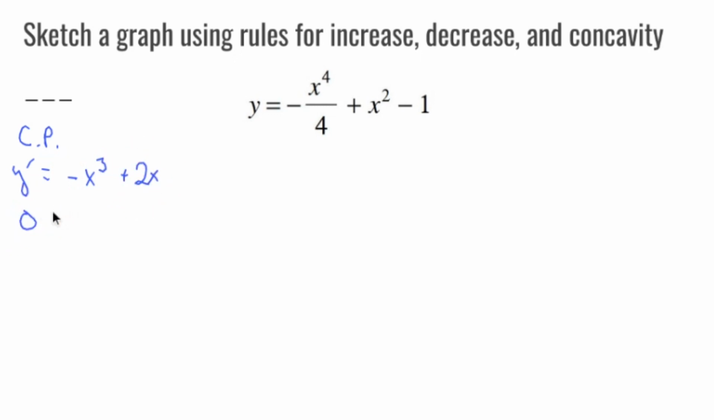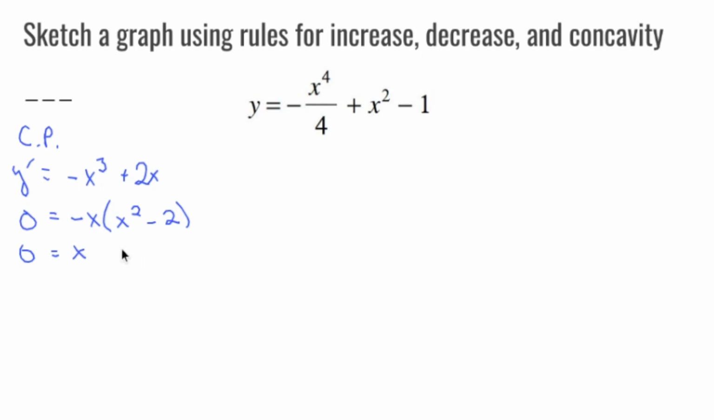Set it equal to 0. Let's factor out a negative x. When we factor out a negative x, that leaves us with x squared minus 2. Set these both equal to 0. So 0 is going to equal x and negative x, which means x equals 0.